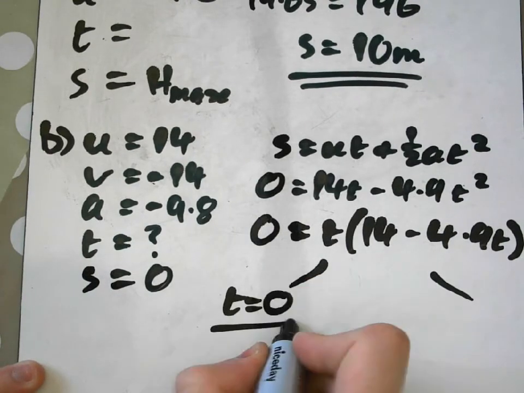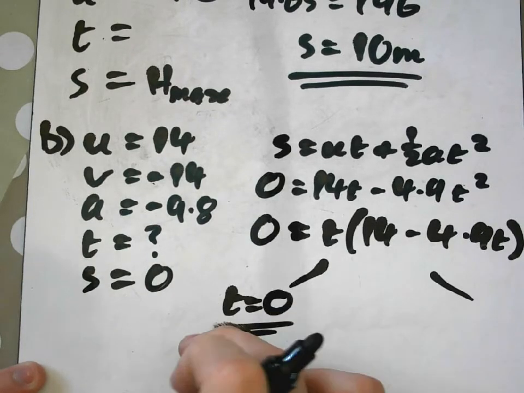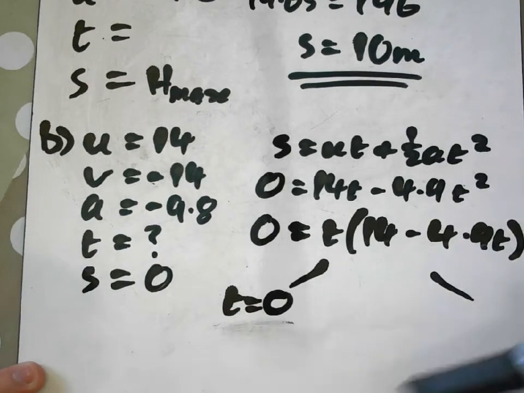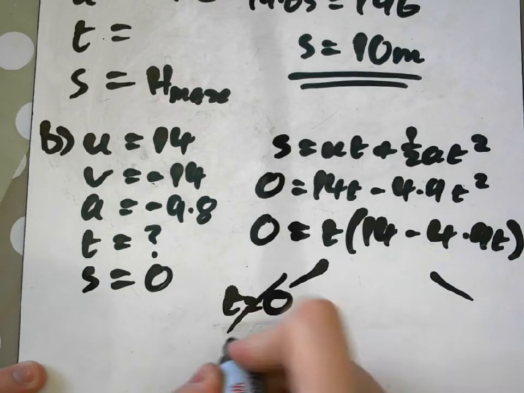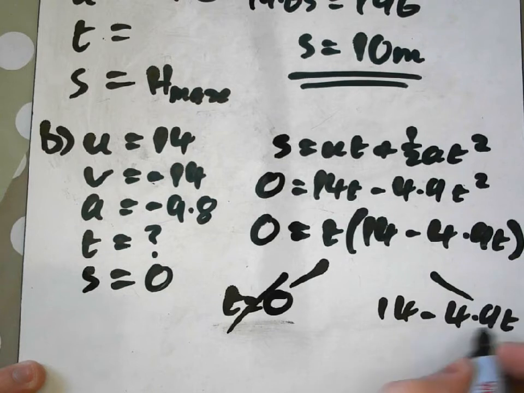So we're told that the displacement is 0 when time equals 0. Well, we knew that. That's the point at which the stone is thrown upwards. So this isn't really the one we're interested in. Okay. 14 minus 4.9t equals 0.